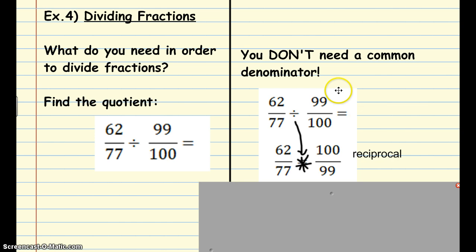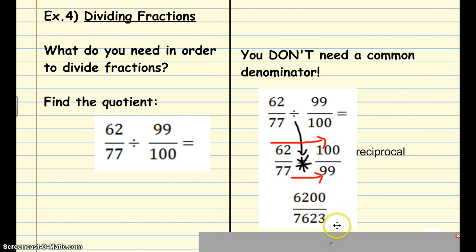And now the example right before this, we actually talked about multiplying two fractions. Well, what are we going to do? We are going to multiply straight across. We're going to do 62 times 100, and we are going to do 77 times 99. I get 6,200 over 7,623, and I cannot simplify that any further, so this is our final answer.